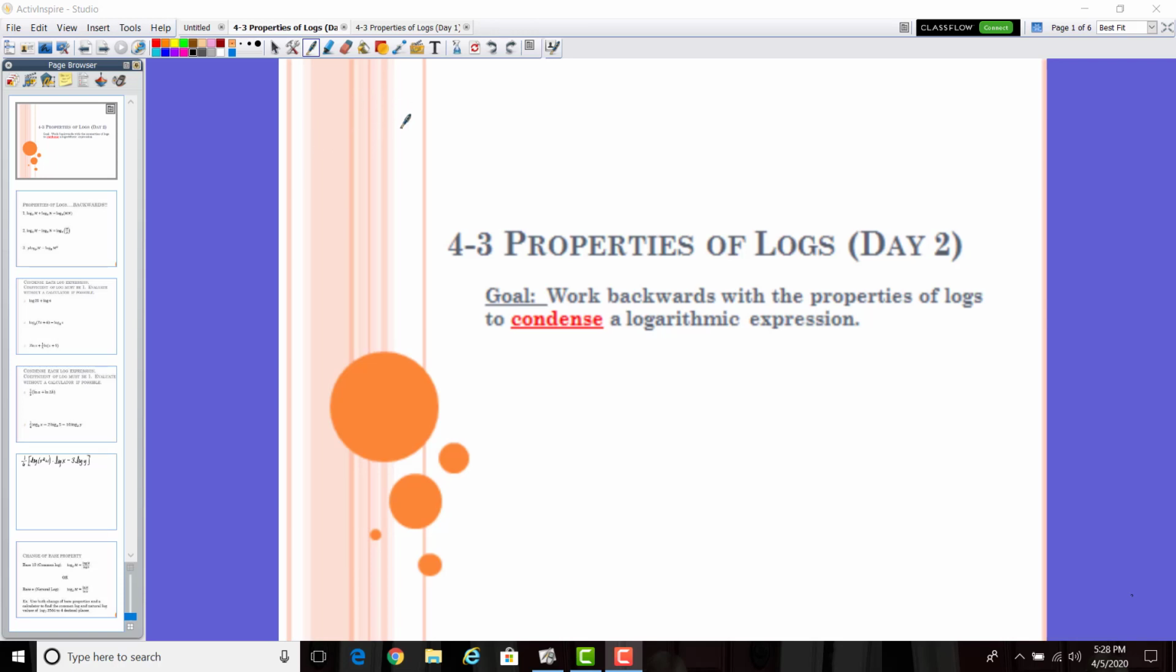Today we're going to be finishing section 4.3, looking at the properties of logs. I call this day 2 because on day 1, if you remember, we looked at the properties that will allow us to expand a log expression into a multiple log expression. Today we're going to be using those same properties to condense. Condense means go from big down to small.